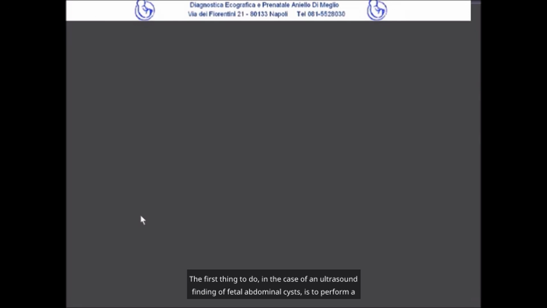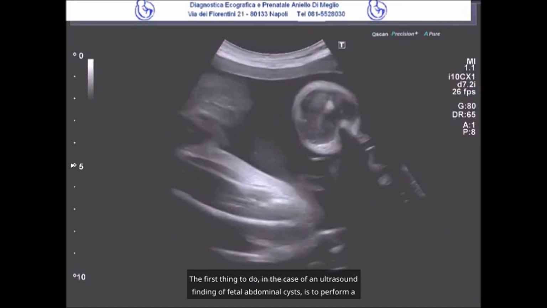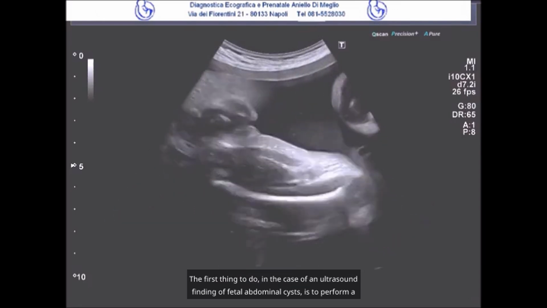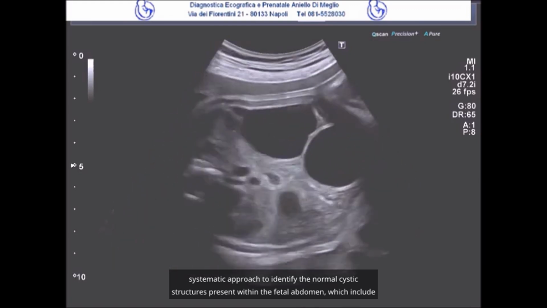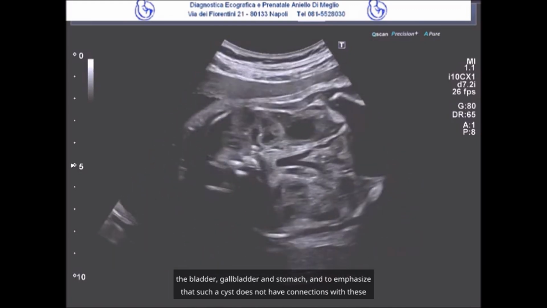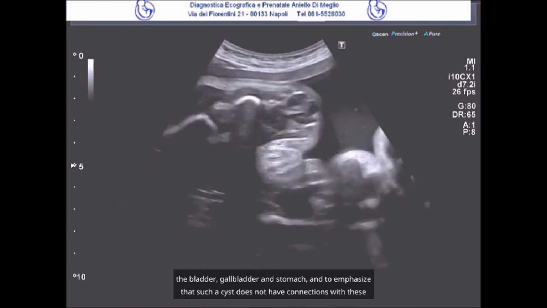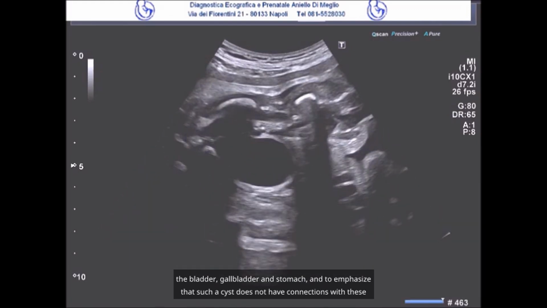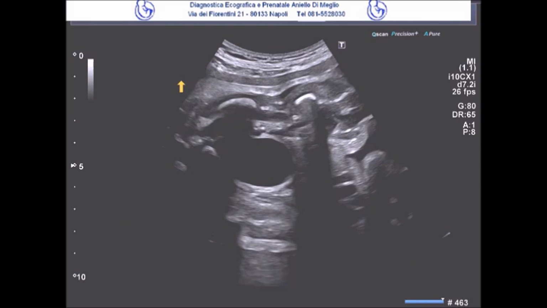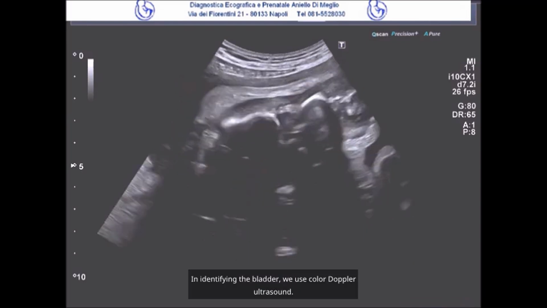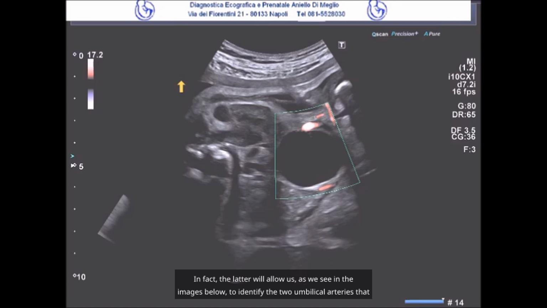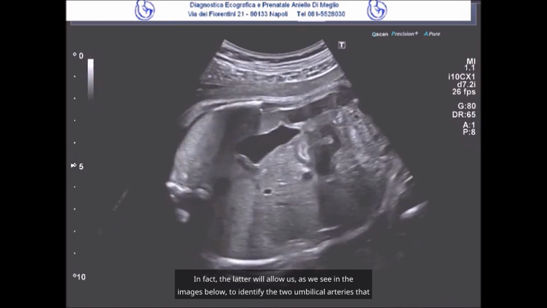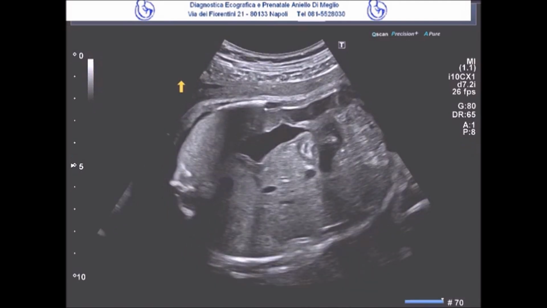The first thing to do in the case of an ultrasound finding of fetal abdominal cysts is to perform a systematic approach to identify the normal cystic structures present within the fetal abdomen, which include the bladder, gallbladder, and stomach, and to emphasize that such a cyst does not have connections with these structures. In identifying the bladder, we use color Doppler ultrasound. In fact, the latter will allow us, as we see in the images below, to identify the two umbilical arteries that physiologically flank the bladder.